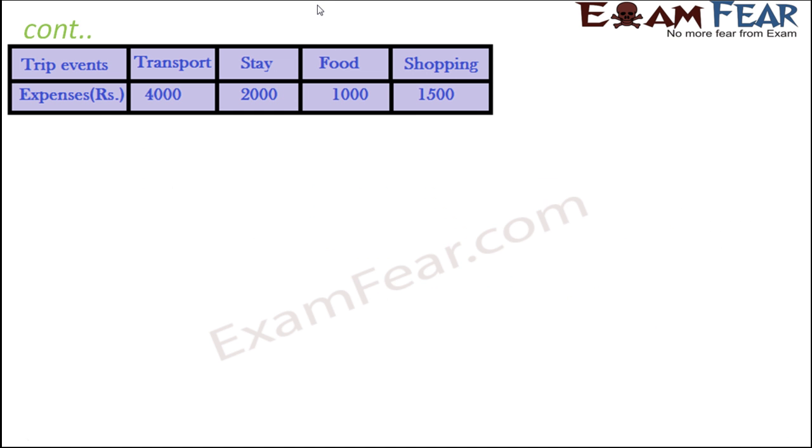So let us take one more example. Let's say that you are organizing a trip and the trip involves a lot of costs. So you have your food expenses, your transport expenses, staying in hotel expenses, shopping expenses and etc. So you want a bar graph to represent all of these data. So here it shows the various events like transport, stay, food and shopping and their respective expenses in rupees.